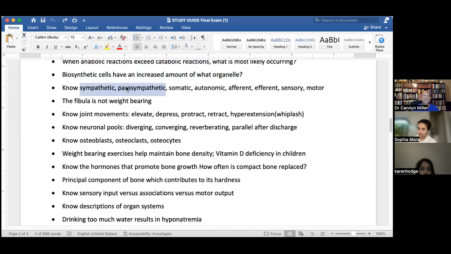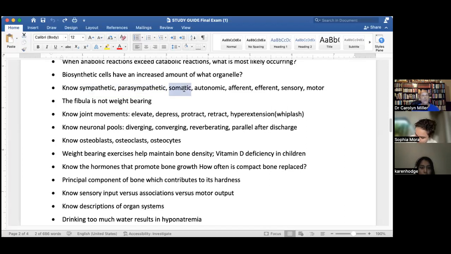Sympathetic, parasympathetic. Sympathetic and parasympathetic work in opposition of each other. As long as you know, parasympathetic is rest and digest. Sympathetic is fight or flight. You would know in parasympathetic, the GI system is stimulated, activity is increased. Respiration and heart rate are all decreased. And sympathetic, just the opposite. The GI system activity is decreased and heart rate is increased, respiratory rate is increased, etc. So you can figure out whether the body's in sympathetic or parasympathetic.